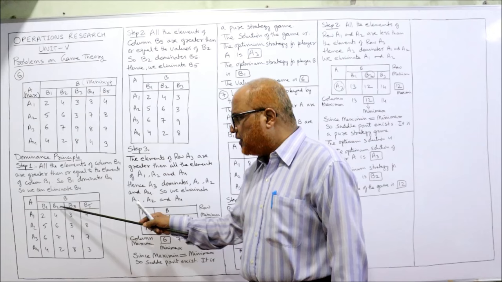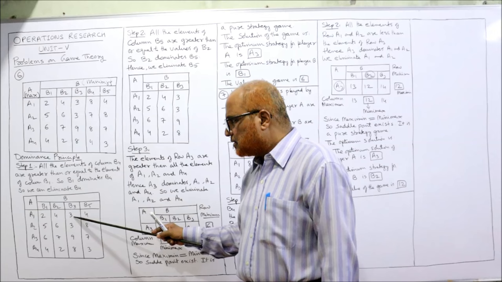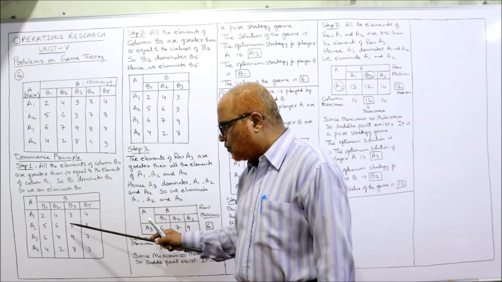Now we compare B2 to B3. 4, 3: 3 is less. If we compare B3 with B2: 3, 4: 4 is more. 3, 6: 6 is more. 9, 7: no domination between B2 and B3.